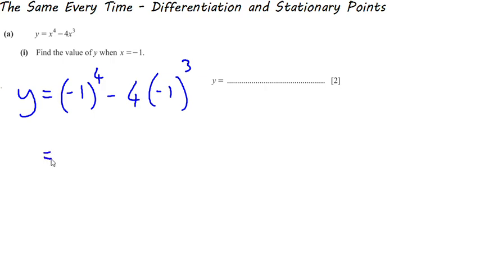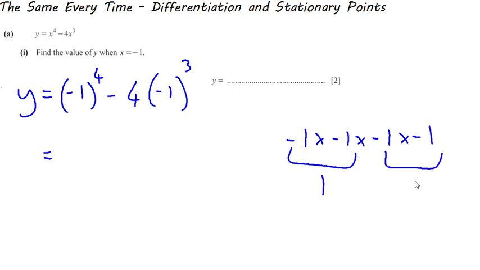Negative 1 to the power 4. Negative 1 times negative 1 times negative 1 times negative 1. Well, negative 1 times negative 1 is positive 1. Negative 1 times negative 1 is positive 1. So 1 times 1, there we go, 1. Minus 4 times negative 1 to the power 3. Negative 1 times negative 1 times negative 1. So negative 1 times negative 1 is 1. Times negative 1 is negative 1.